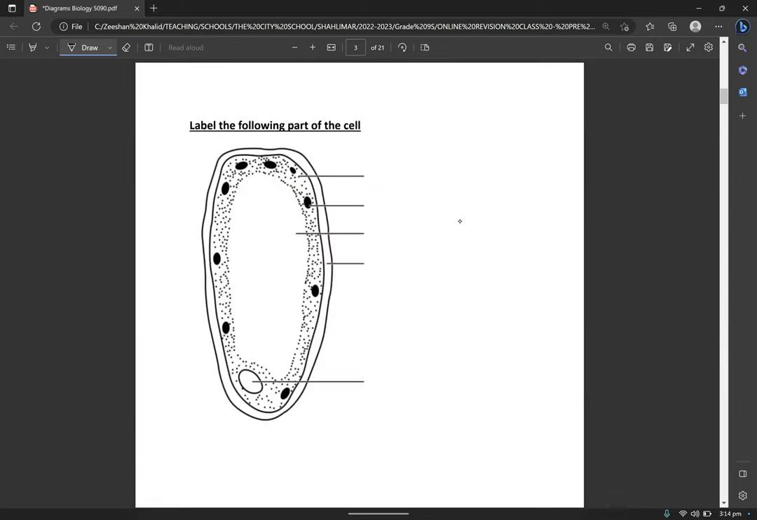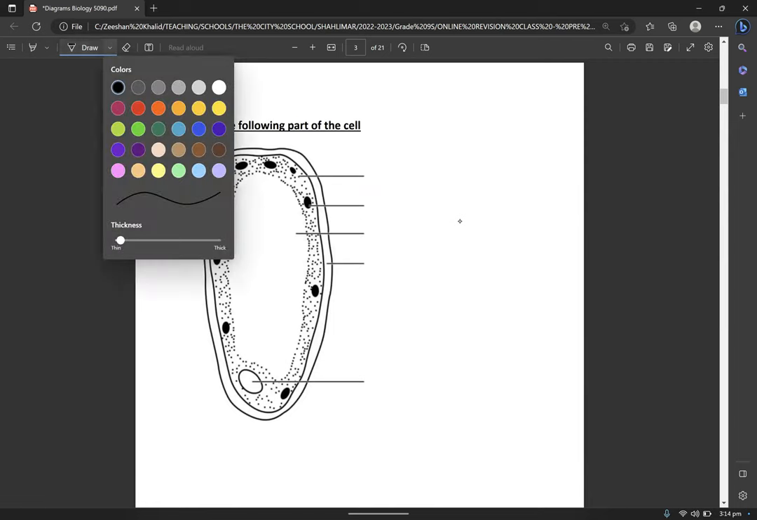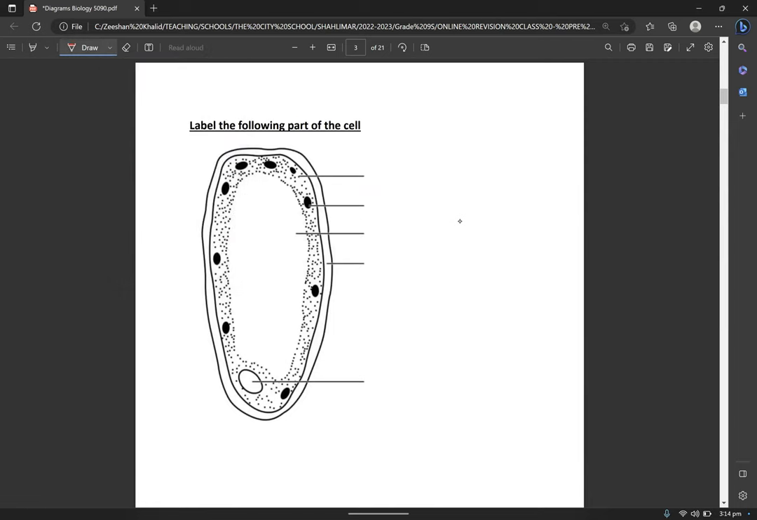The next diagram is the diagram of, well, think about it. What is this diagram all about? It looks like a plant cell because the outermost layer is thick. So let's first label this layer, and this is the cell wall. This, of course, is the cytoplasm.